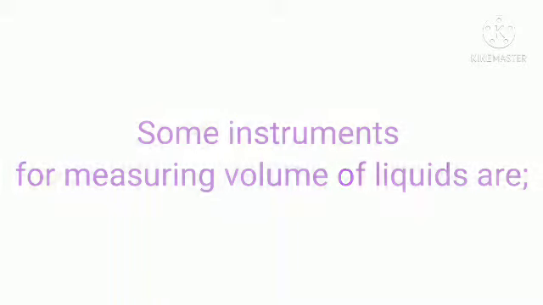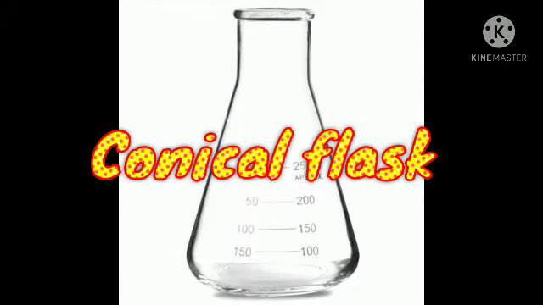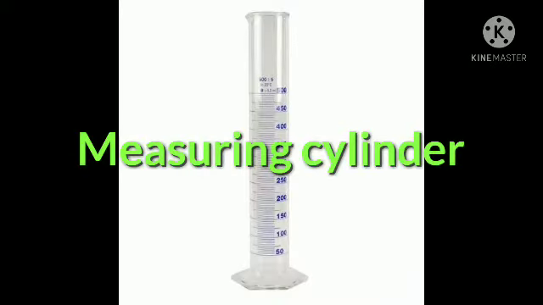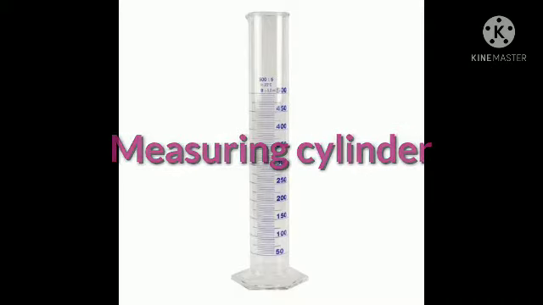Now, next we need to talk about some instruments, or tools, used for knowing the volume of liquid. One, we have the beaker, which is used for measuring liquid. Now we have the conical flask, another instrument for measuring liquid. The measuring cylinder is also another tool for measuring the volume of liquid.